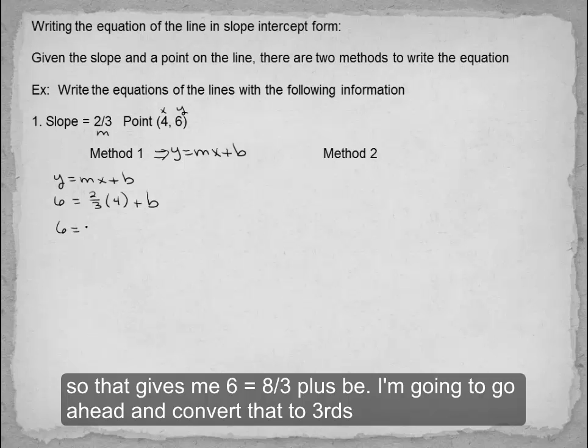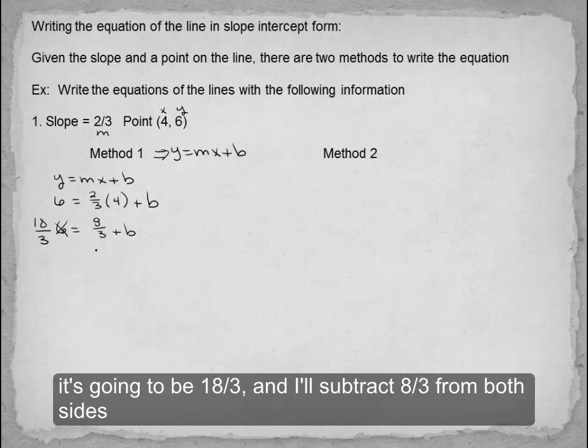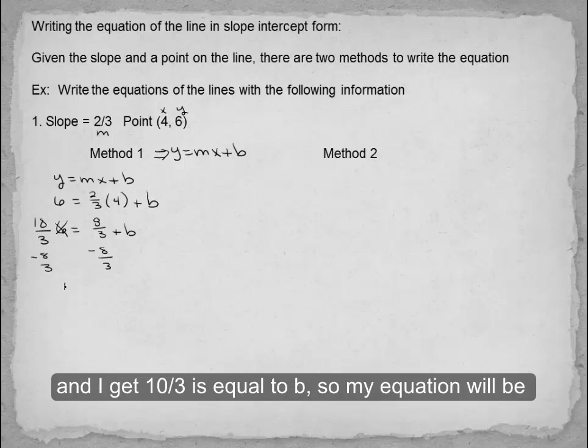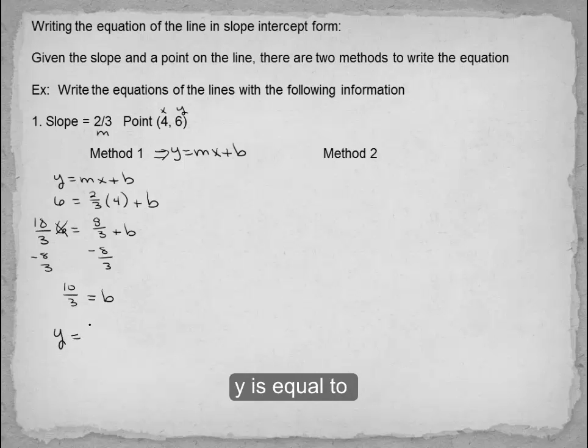So that gives me 6 is equal to 8/3 plus b. I'm going to go ahead and convert that to thirds. It's going to be 18/3, and I'll subtract 8/3 from both sides, and I get 10/3 is equal to b. So my equation will be y is equal to mx plus b.